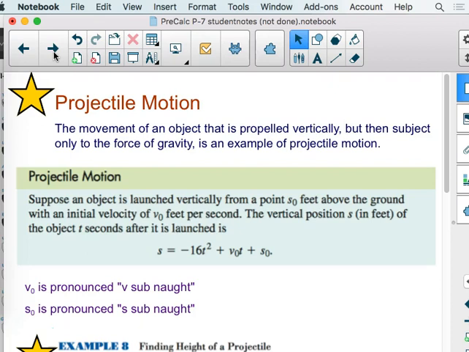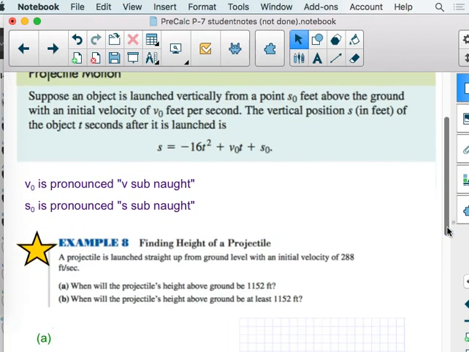That's the time. V sub naught, initial velocity. When it was fired, how fast was it going? And there's that t for time again. And then this last one is, where did you fire it from? Was it on the ground? Was it on top of a building? Maybe it was on top of a table. All of that affects this formula. So like it says, V sub 0 is V sub naught, and S sub 0 is pronounced S sub naught.